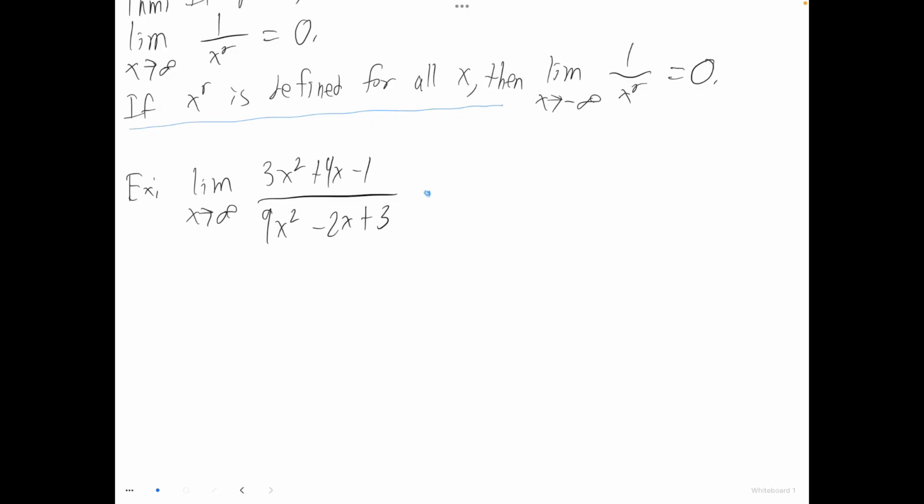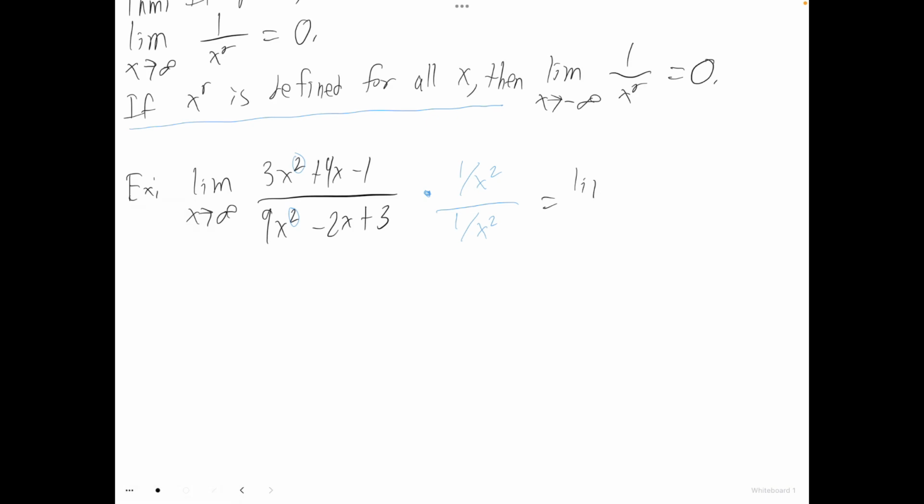The method that I use is I just find from the top and the bottom which one's the highest, and that's the one I divide by. I multiply by 1 over that. Here we have a power of 2 on both the top and the bottom as the highest power. So we'll multiply by 1 over x squared, both the top and the bottom.